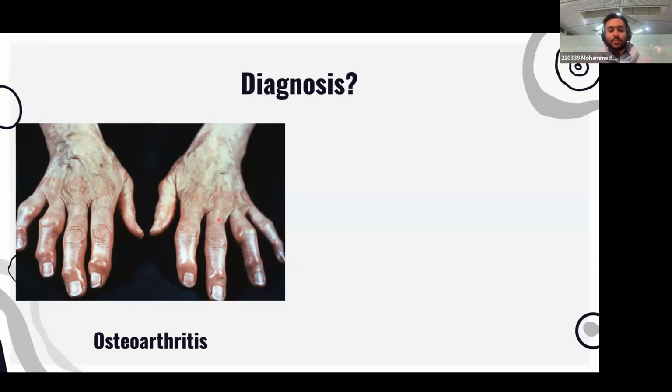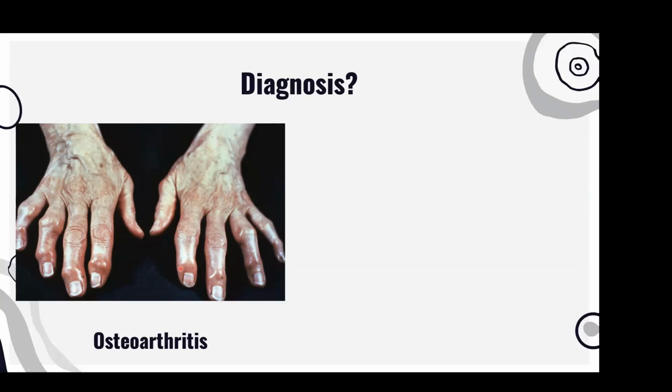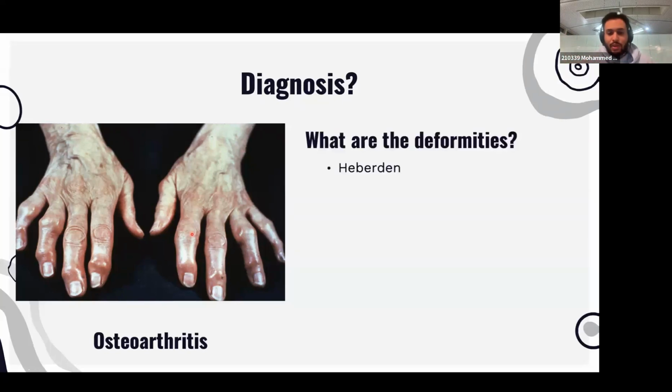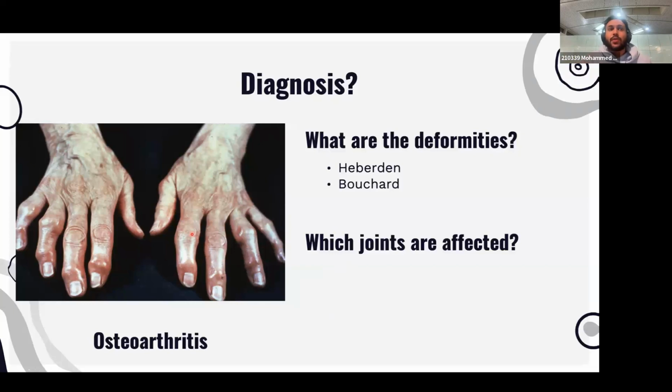Okay. So in this picture, can someone tell me what these nodules in the distal joints are called? Heberden's. Good. And then the one that's affecting the proximal joint? Bouchard's. Perfect. The way I remember it is B for proximal, they sound the same. So Bouchard, proximal. And then the rest is Heberden. Okay. So that's that. Now, are the joints symmetrical or asymmetrical?